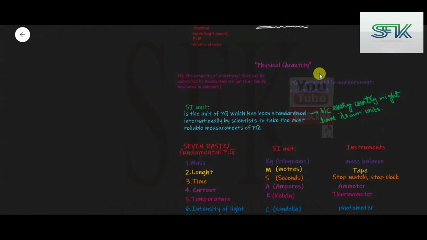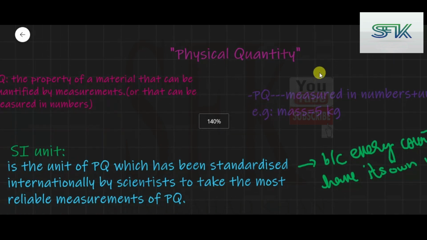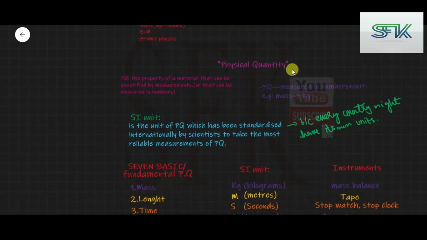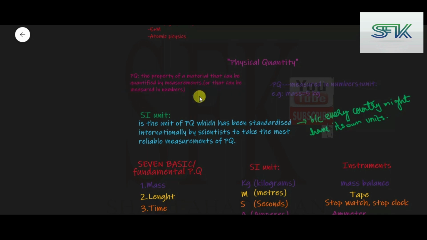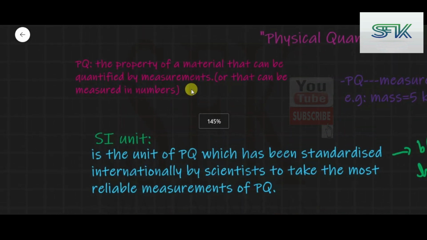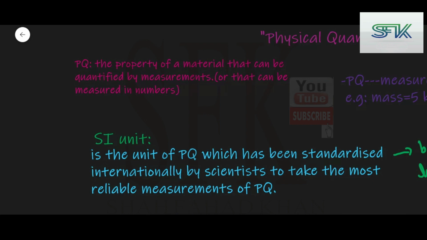Physical quantity. So what is a physical quantity? A physical quantity is defined as a property of any material, of any substance, that can be quantified by measurements, or that can be measured in numbers. Quantity means numbers, right? Anything that can be converted into numbers. So any property of a material that can be measured is a physical quantity.